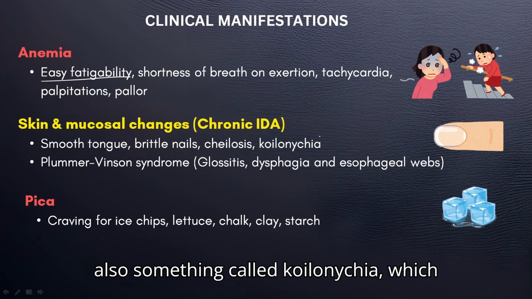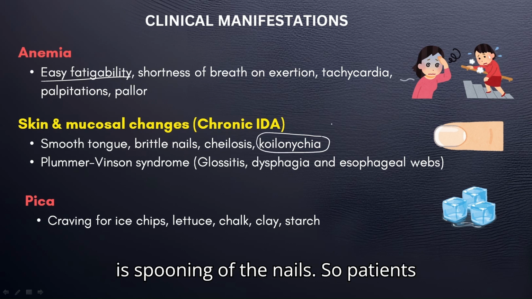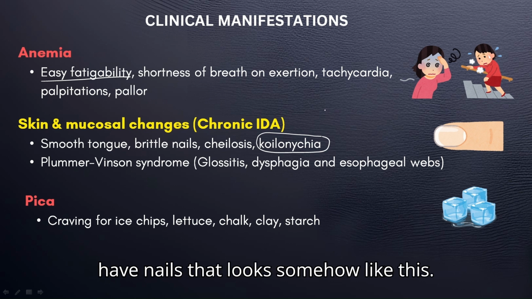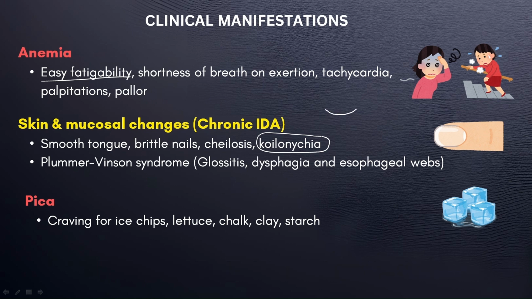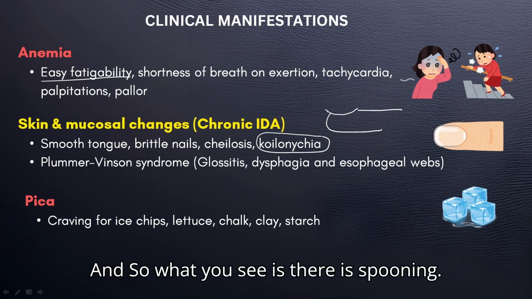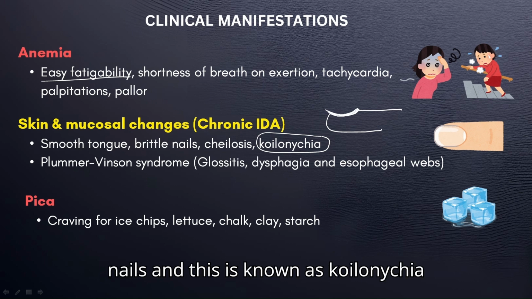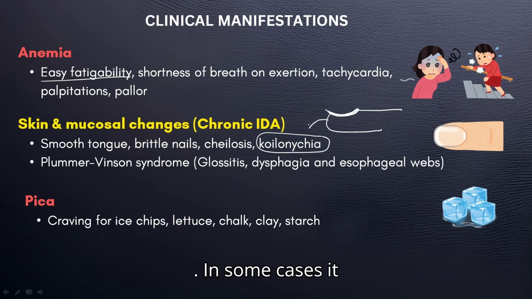In short, there is also something called koilonychia, which is spooning of the nails. So patients with chronic iron deficiency anemia may have nails that look somehow like this. Okay, and so what you see is there is spooning. There is that shape of the nails, and this is known as koilonychia.